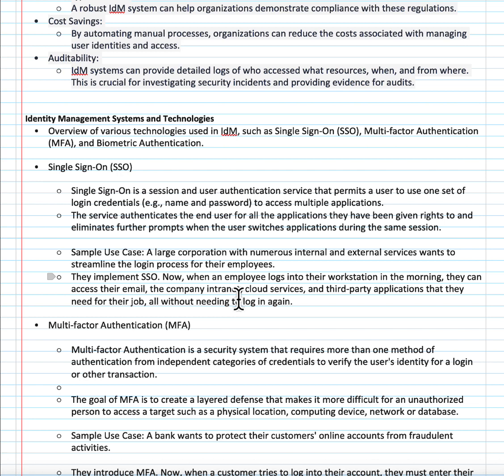One of the use cases it talks about, it's on the screen, is how a large corporation with numerous internal and external services wants to streamline the login process, right? So you have multiple things in place, multiple applications that you use. You then would implement SSO, and now you go to your workstation one morning, you log in, and then when you log in, it allows you access to these various applications and databases and whatever else within your organization. It's very good. People love it. Your employees will thank you for it. Actually, they probably won't, because what ends up happening is once you put it in place, they just assume that that's just part of the deal.